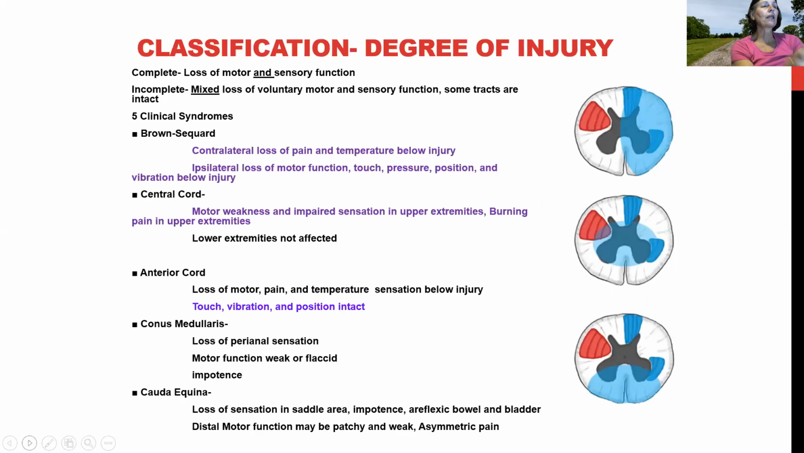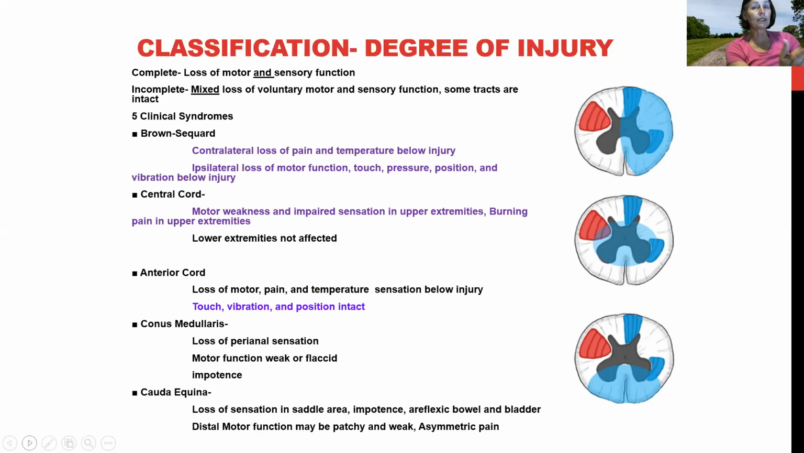So a complete spinal cord injury is loss of all motor and sensory function below the level. Incomplete is mixed motor and sensory. And there are syndromes. There are 5 major syndromes, and only 3 are the most common. The cauda equina and conus medullaris are low spinal cord syndromes, and they're not as disabling. But the Brown-Séquard, the central cord, and the anterior cord syndromes are more common with higher spinal cord injuries.